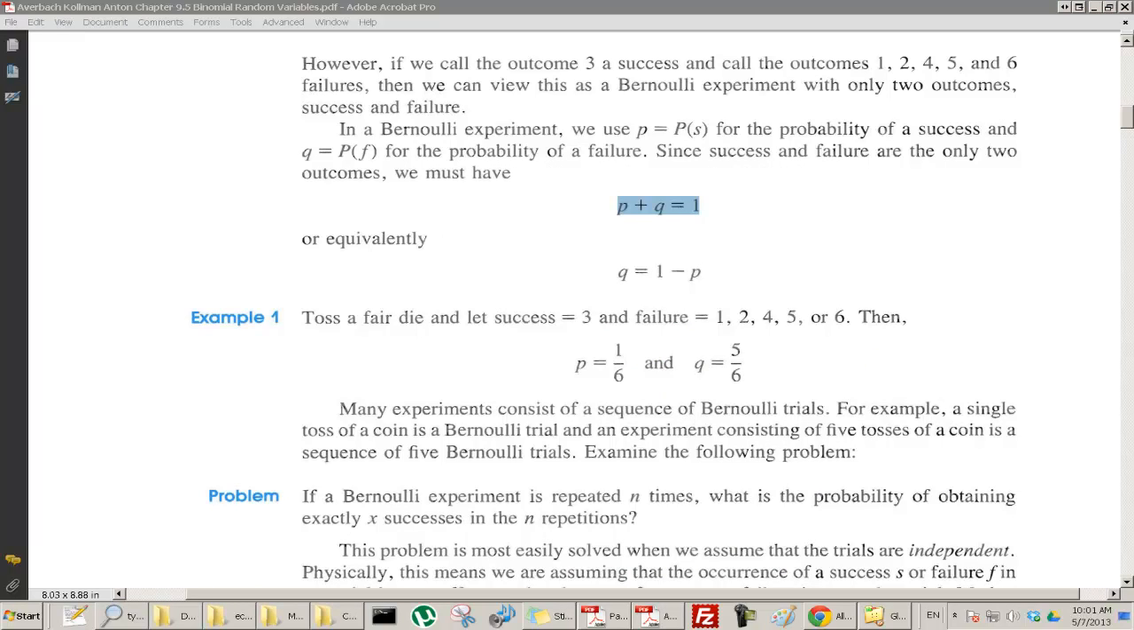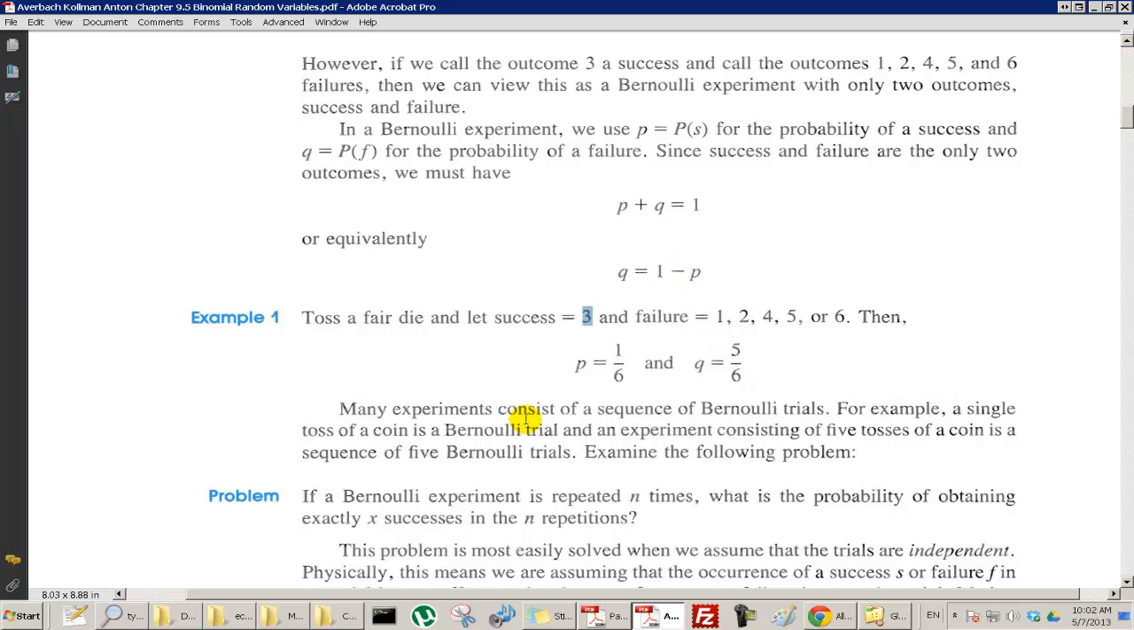Now, if we're going to do this with the die, remember they suggested that we're going to call 3 success, and then all of these are going to be called failure. So we've got just 2 possibilities, success and failure. Then the probability of success is the probability of a 3, which is 1/6 usually. So we'll say p is 1/6 and q is 5/6.